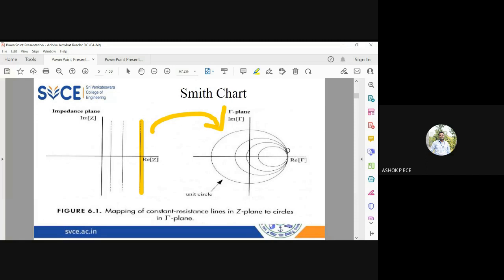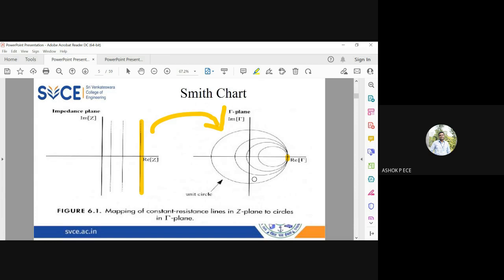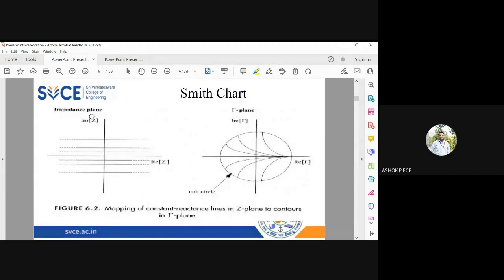And I am not calling it a concentric circle because concentric circles will have the same center, but these circles are not concentric, but they all meet at the same point. They all have a common point of contact. So the x-axis is going to be the real value of the reflection coefficient, the y-axis is going to be the imaginary value. So we are going to have one circle of this sort. This is going to be the constant resistance circle, and see, constant reactance circle.